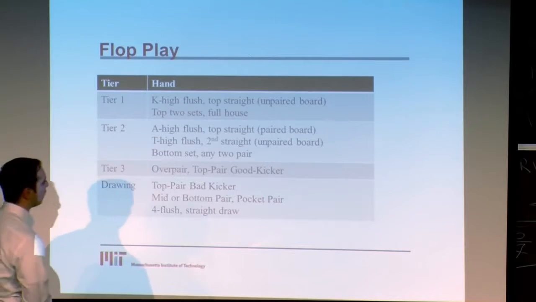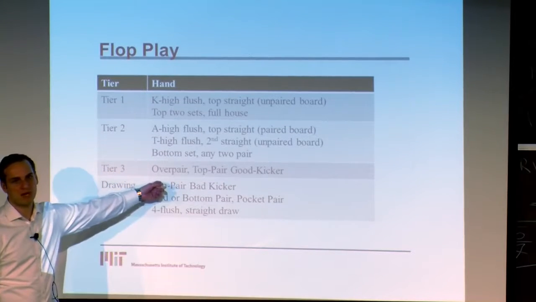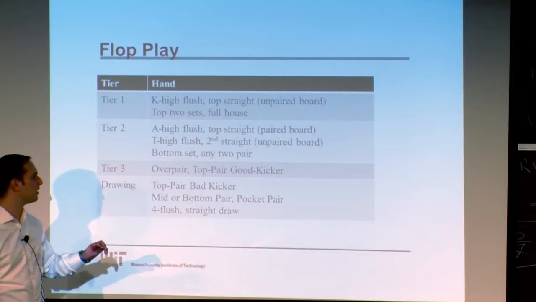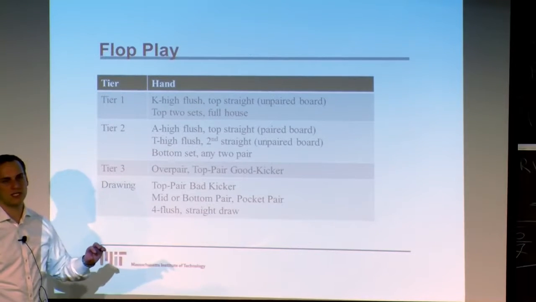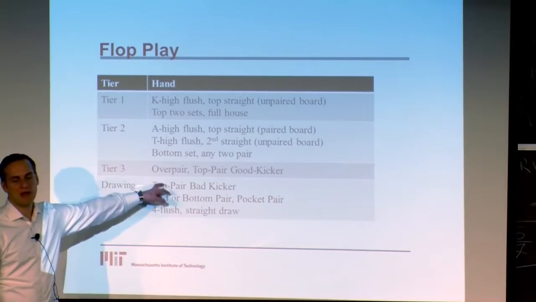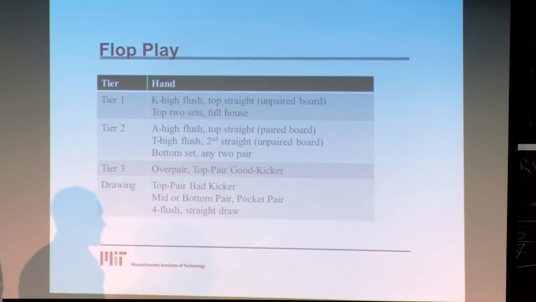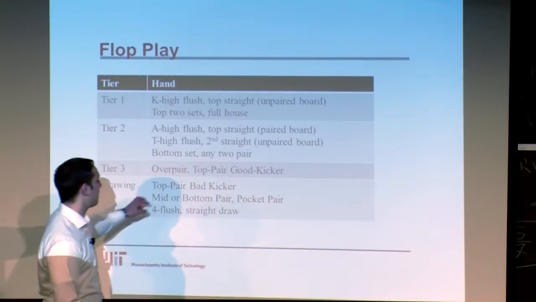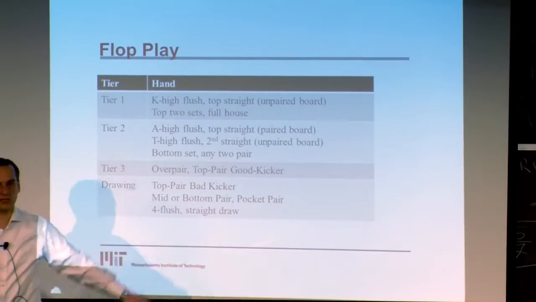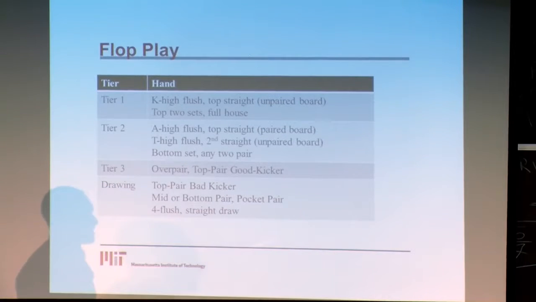Tier 3 is an overpair. So if you have a pair of jacks and the flop comes 2, 3, 4, or something that's a little bit less correlated, like 2, 3, 10, an overpair is good. It's slightly better than top pair, top kicker, because you beat top pair, top kicker. And then top pair, good kicker, I'm saying is also tier 3, where you might be able to take it down. If you bet and they call, you might still be ahead if they're drawing. But if you bet and they raise, you're probably behind and should treat it like you're drawing thereafter.